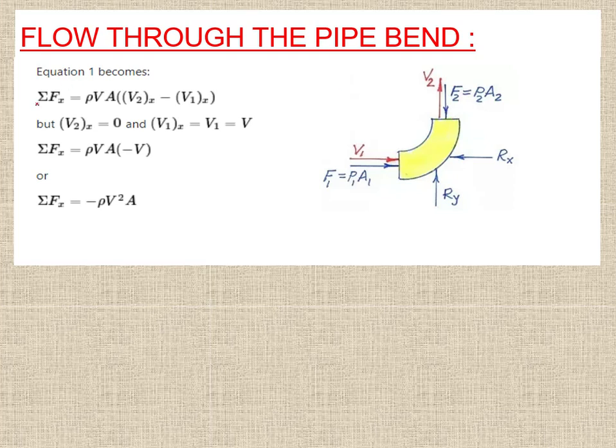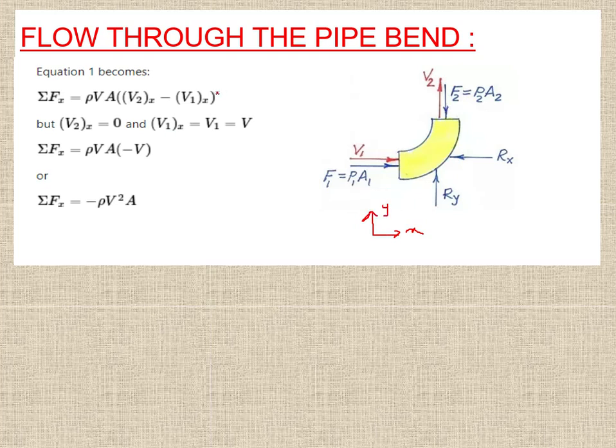So equation 1 becomes: sigma Fx is equal to, replacing mass flow rate with rho V A, the change in velocity in the x direction. What is the velocity in the x direction? V2x minus V1x. This is our x direction, and this is our y direction. So we will solve it.